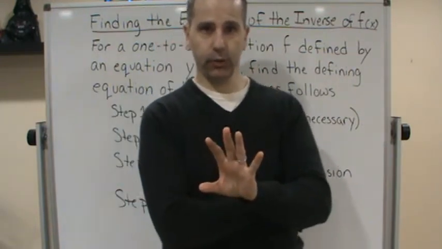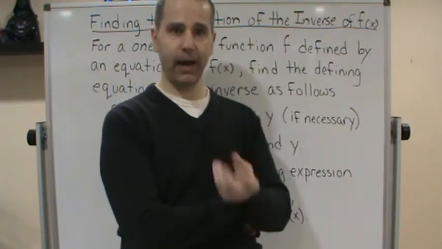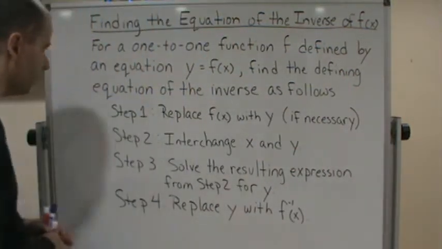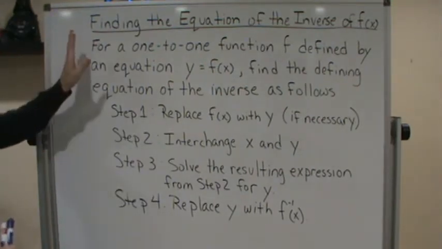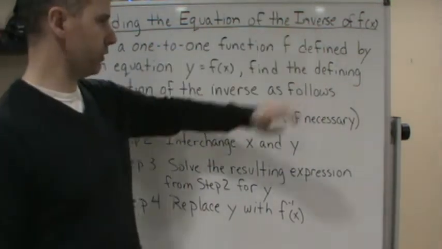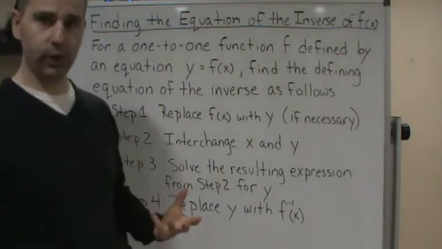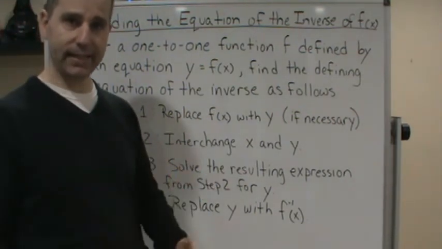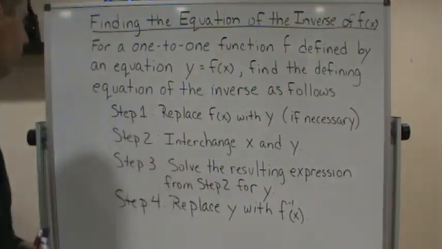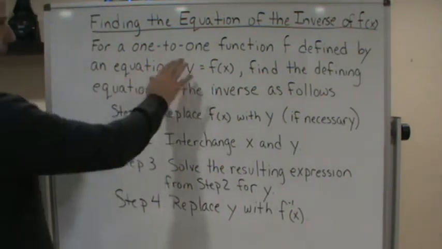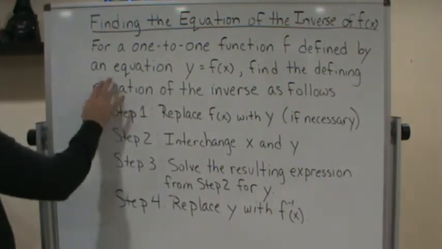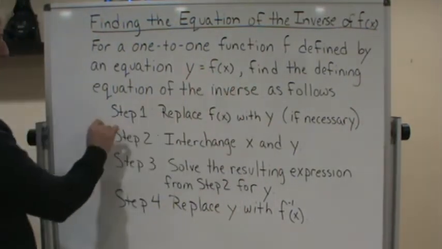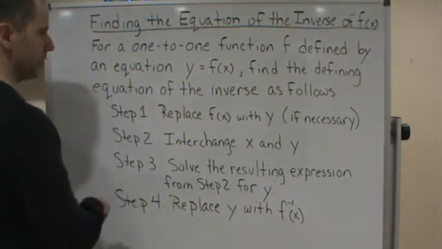So here's how it goes, and these are the steps to find an inverse of a one-to-one function, okay? So we're going to find the equation of an inverse function. This is how you do it if you're given an algebraic expression, a function f of x, as an algebraic expression. For a one-to-one function f defined by the equation y equals f of x, find the defining equation of the inverse as follows.